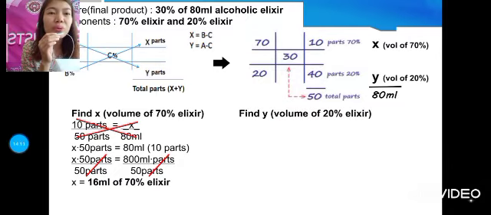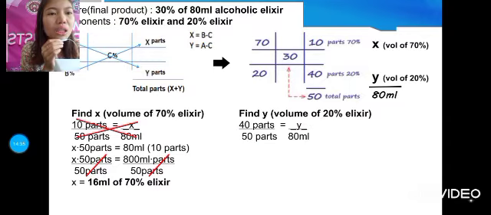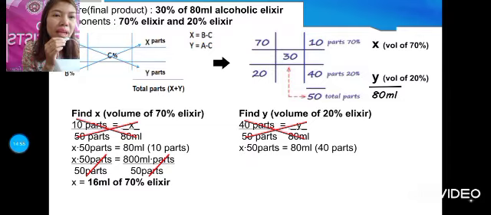Let's now proceed with the calculation of our Y, which is now the volume of our 20% elixir. The same process, we will use the ratio and proportion. So 40 parts of the 20% over 50 parts of the mixture, which is 30%, is equal to Y, the volume of the 20% elixir, over 80 ml, which is the volume of our final mixture. Then cross multiply, and then we will have X times 50 parts is equal to 80 ml times 40 parts.